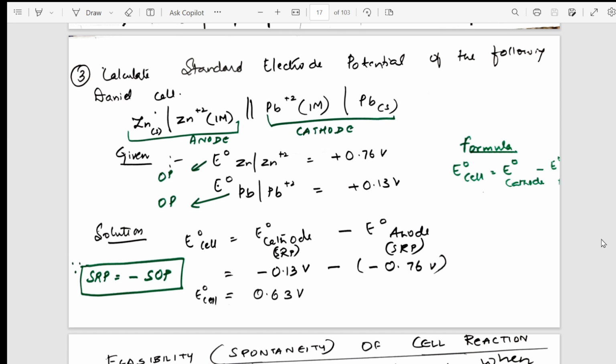Done. Now further, I have taken one more numerical using zinc and lead electrodes. So again, how to calculate? Here I have mentioned SRP is equal to minus of SOP. So what values have they given? I have done the numericals.